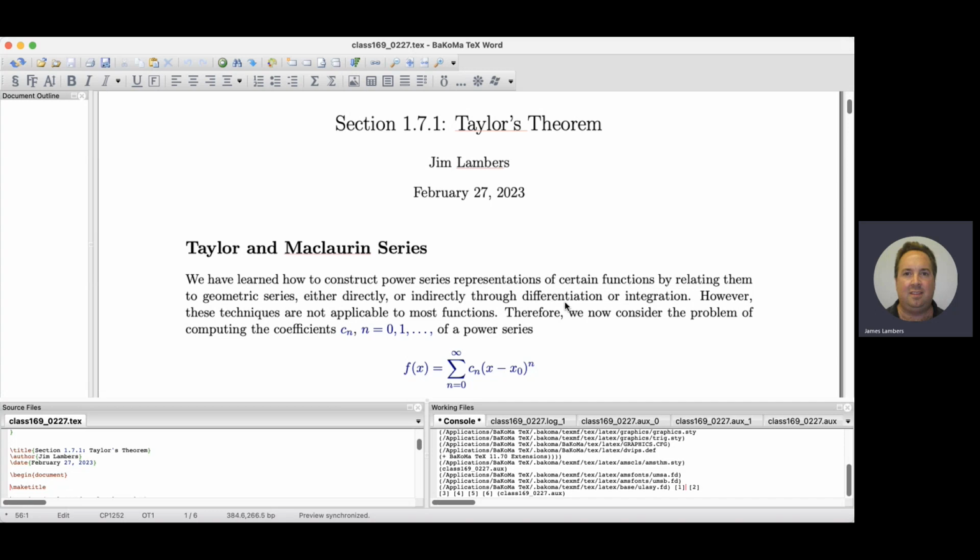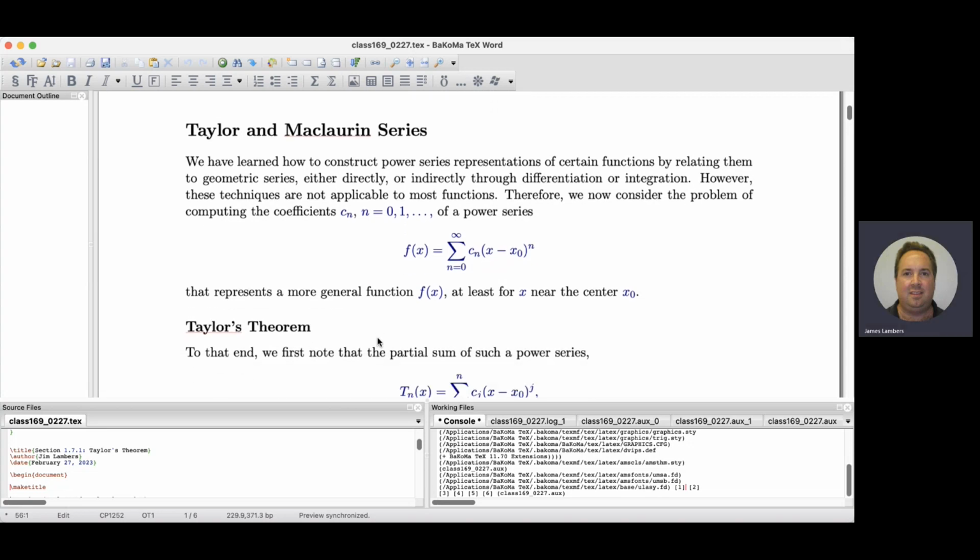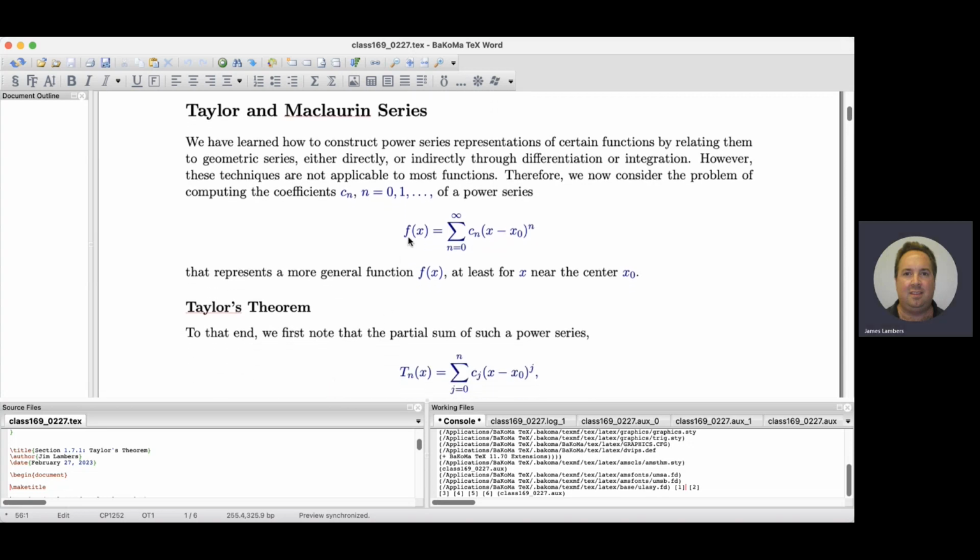So it would be nice to have some more general approach to obtaining a power series of a given function. So we're looking at getting a power series of this form, for some unknown coefficients Cn and some chosen center x naught, given some function f of x. And trying to get a power series for f of x in general is what leads to what is called Taylor's theorem.